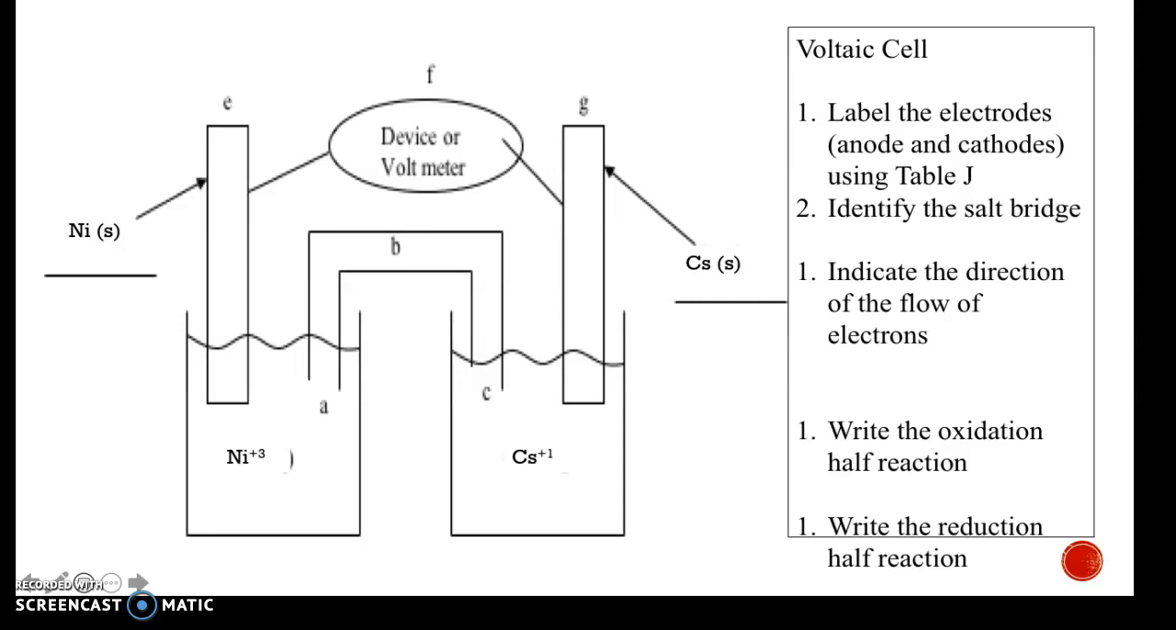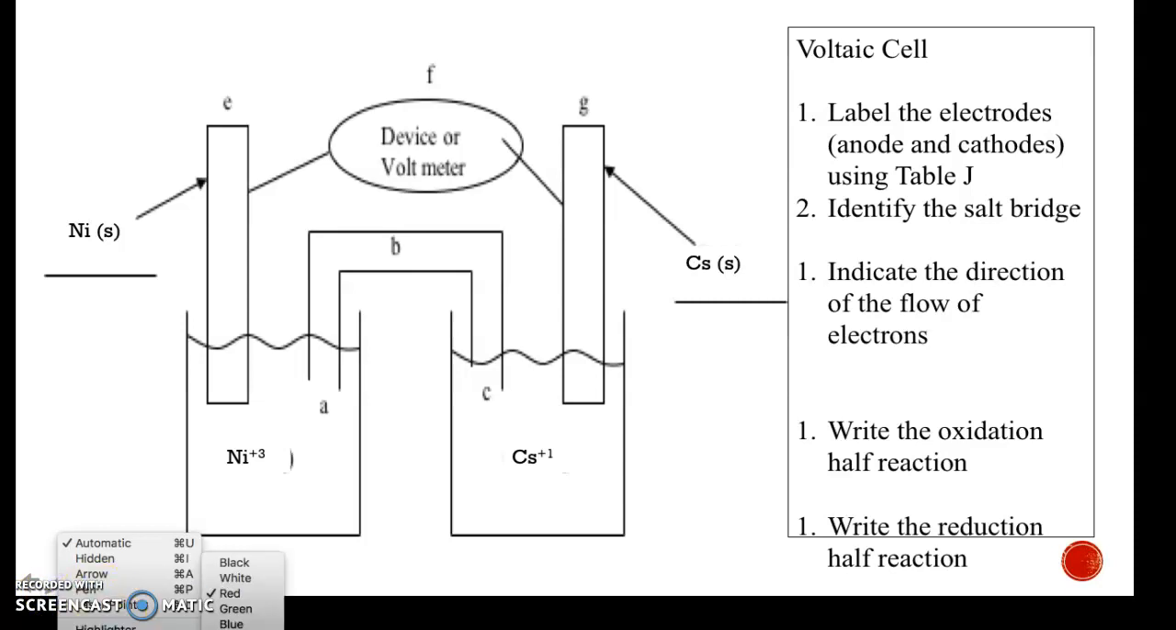If we look at your table J to determine which one is your anode and which one is your cathode, once again, because I do not have the reference table on the slide, I'm looking at it on my phone. And the way table J works, for the people that are a little bit confused, the higher you are on table J, the more active you are. The lower you are on table J, the less active you are. So we have cesium and nickel, and cesium is more active than nickel. That makes cesium our anode and nickel our cathode. I'm going to go ahead and label that.